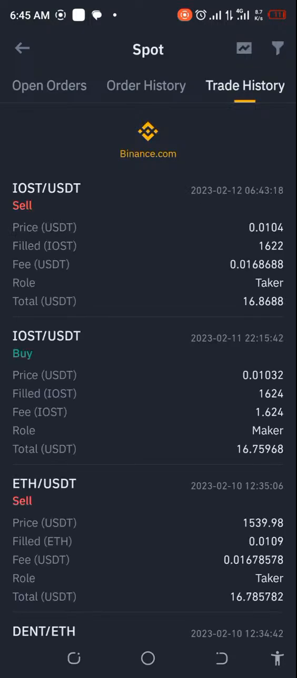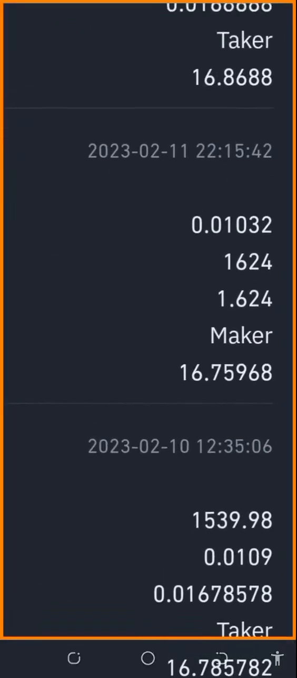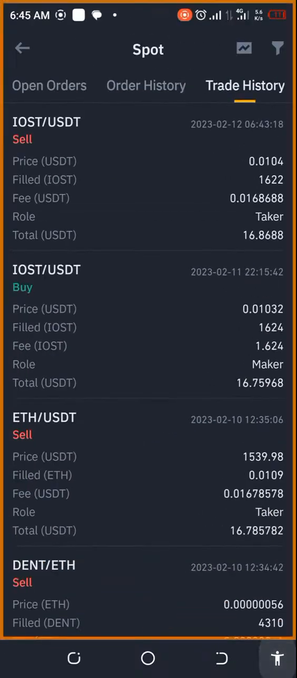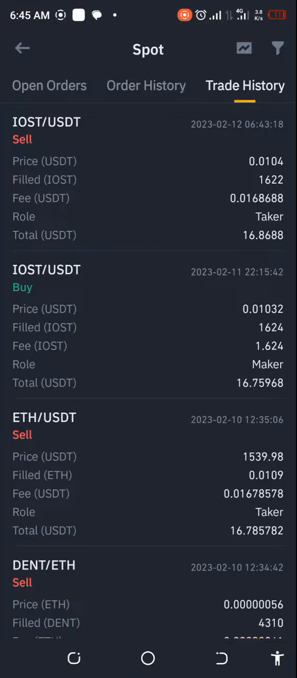Okay, so we bought it at what price? Let's see. We bought it at 0.0103. Can you see that? 0.01032. And we sold it at 0.0104. So that's the concept. Get this right. We could have decided to wait for BTC to get back to 0.0104, but that would take a longer time.